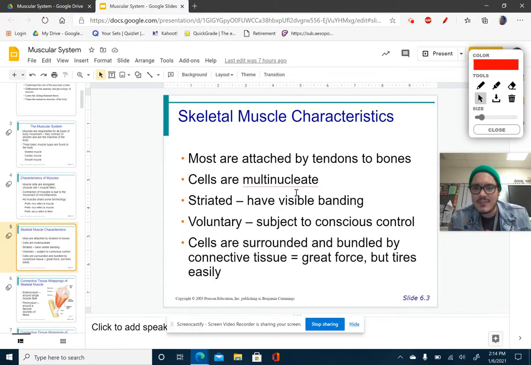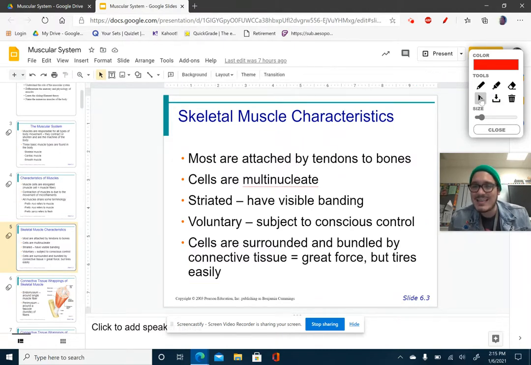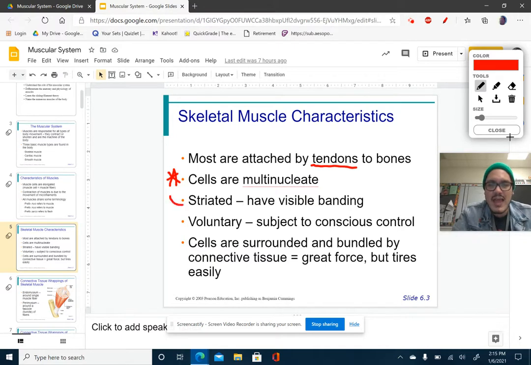And finally, like I said, short video today, skeletal muscle characteristics. Most are attached by tendons to bones. So remember, tendons connect muscle to bones. Not a bad idea to know this. Ligaments connect bone to bone. Cells are multinucleated. So skeletal muscle cells have multiple nuclei. That's important to how they function. They're striated. Their striations means that they have visible banding.